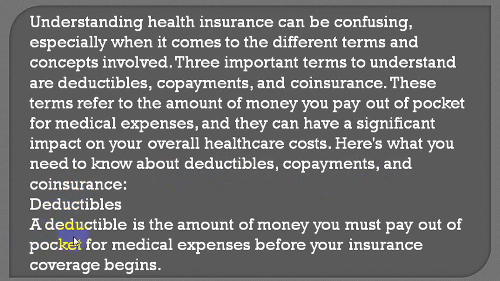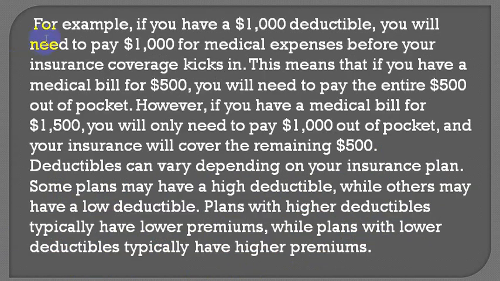Deductible. A deductible is the amount of money you must pay out of pocket for medical expenses before your insurance coverage begins. For example, if you have a $1,000 deductible, you will need to pay $1,000 for medical expenses before your insurance coverage kicks in.